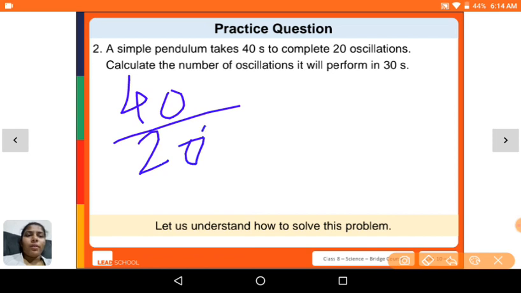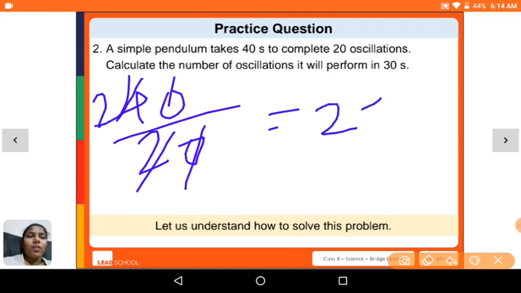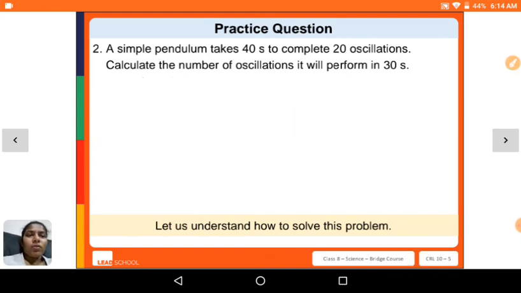So 40 divided by 20 gives 2 seconds. So 2 seconds will be taken to complete one oscillation, right? So we have to write here 2 seconds to complete one pendulum oscillation.